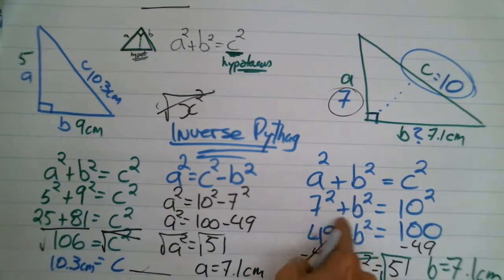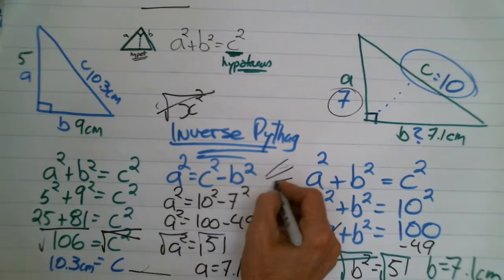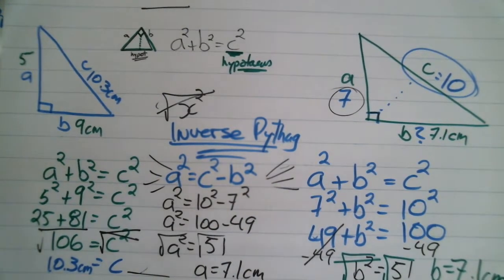So you can either do it this way where you're subtracting the leg, or you can use the inverse Pythagorean theorem. I hope that helps, guys, and we'll take a look at this next week. Good luck.